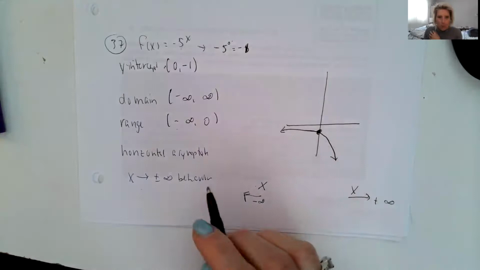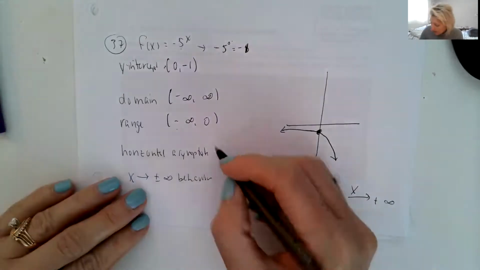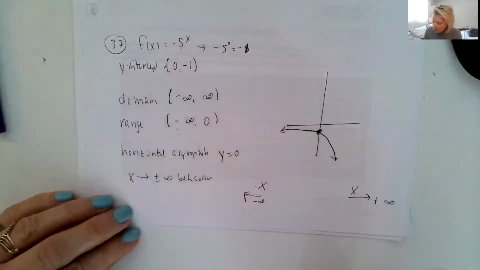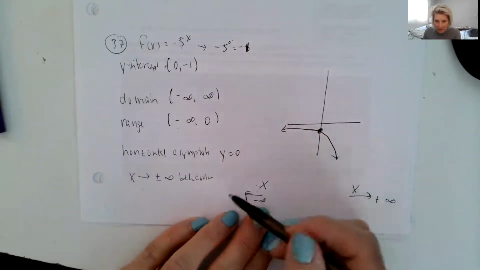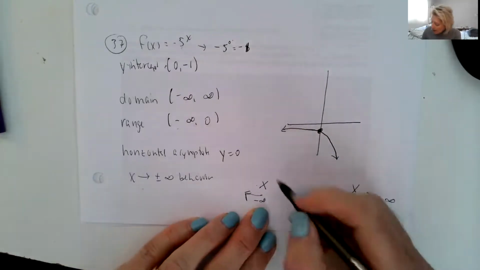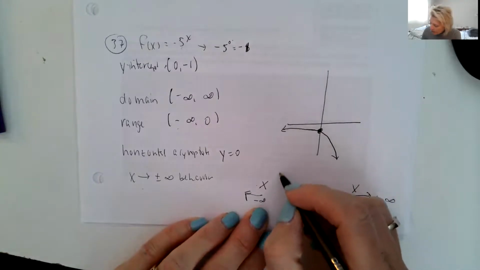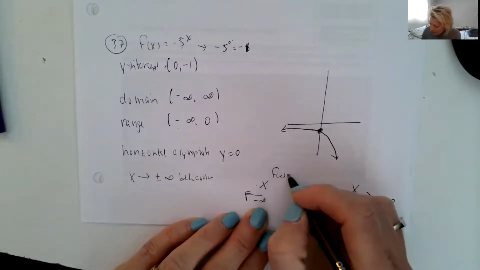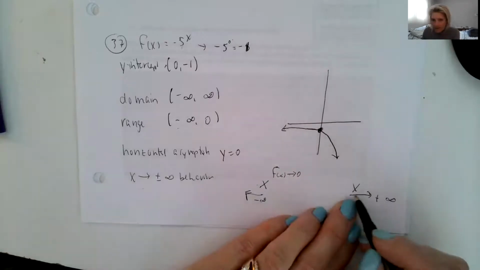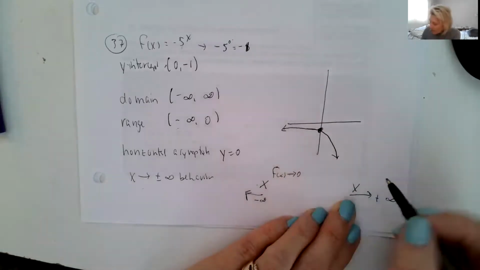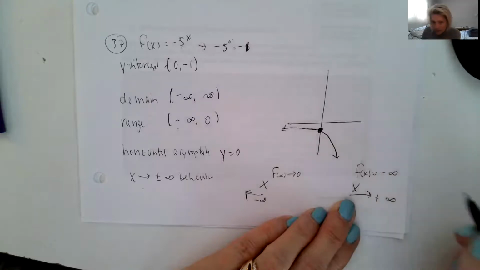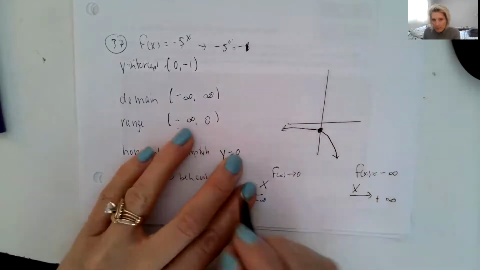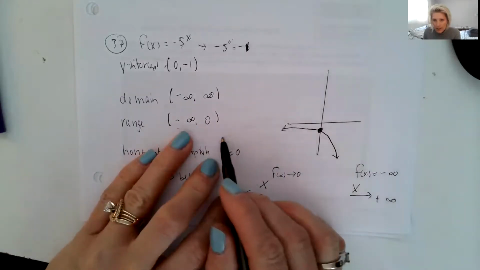Okay, and our horizontal asymptote is at y equals 0 as usual. And so as x is going to negative infinity, f of x is going to 0. And as x is going to positive infinity, our function is going to negative infinity. Basically, these follow your range.